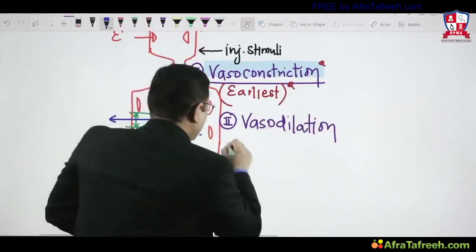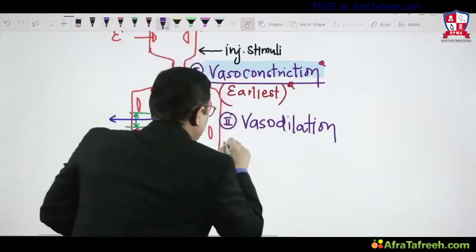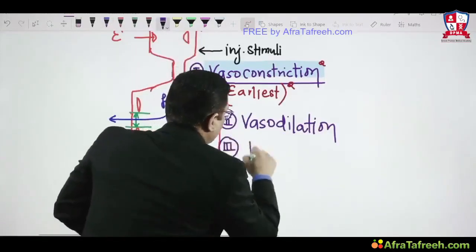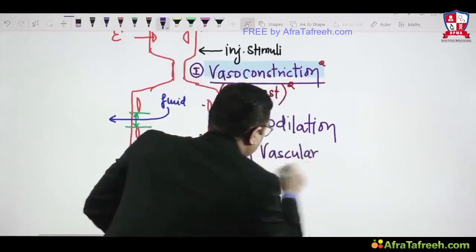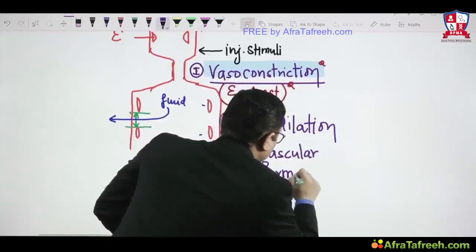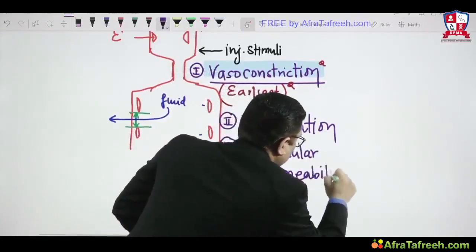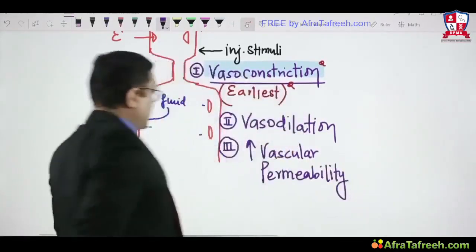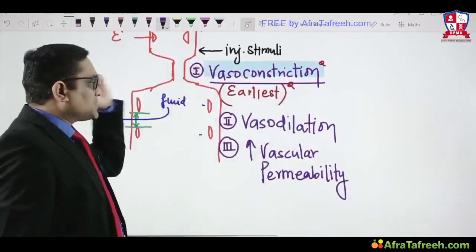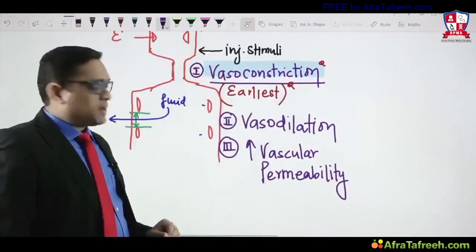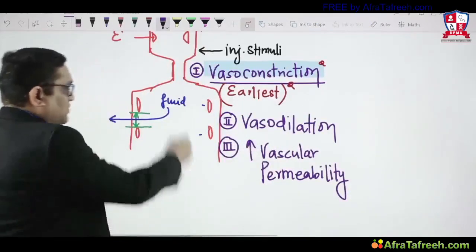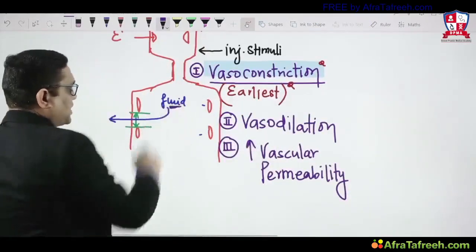Because of this vasodilation, what is the third event we are seeing in acute inflammation? There is an increased vascular permeability. So what we are observing: earliest was vasoconstriction, followed by vasodilation, then increased vascular permeability, and because of increased vascular permeability, the fluid is leaking outside.